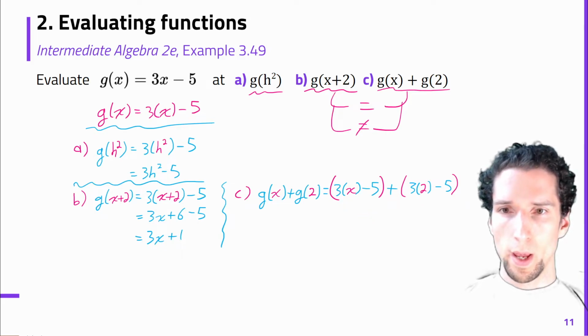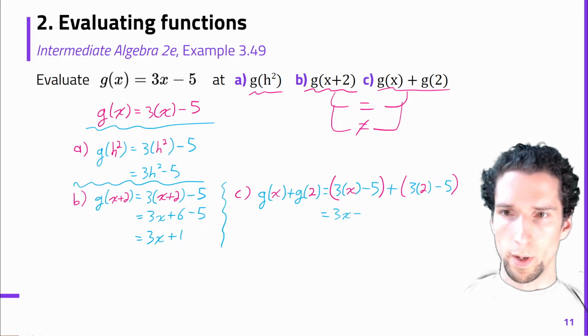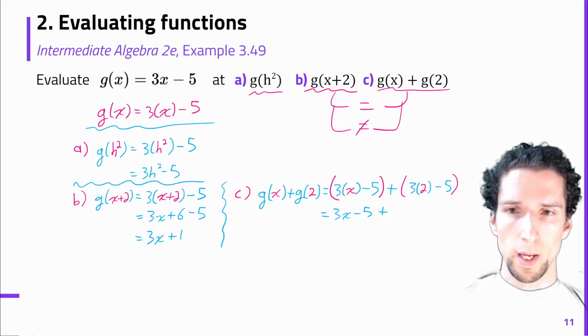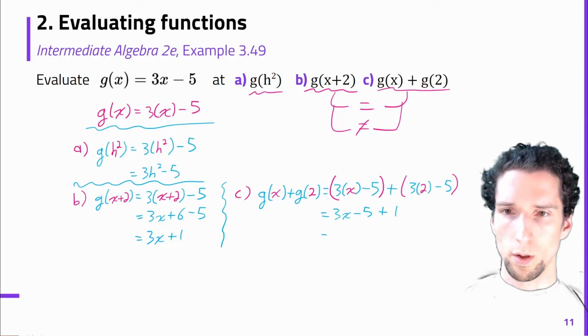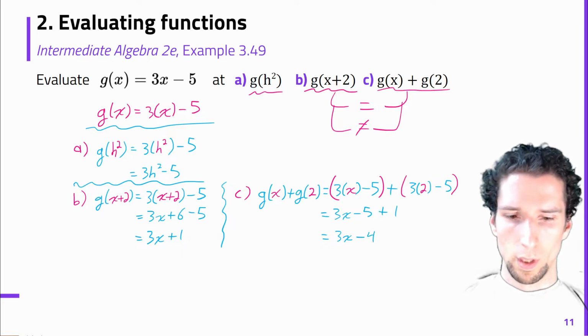Now we just expand and simplify. So these first brackets aren't doing anything. This is just 3x minus 5 plus, and then 3 times 2, 6 minus 5, so plus 1. Okay, so then this is just 3x minus 4.